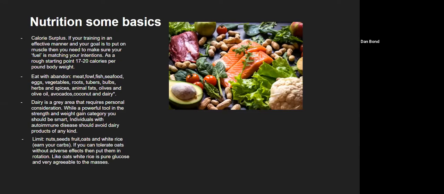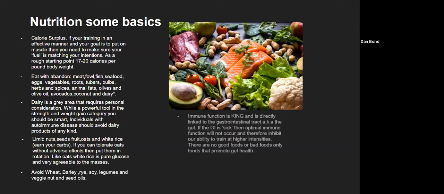If you can tolerate oats without adverse effects, put them in rotation. Like oats, white rice is pure glucose and generally is very agreeable to the masses. How long have people been eating white rice for? Avoid wheat, barley, rice, soy, legumes, and veggie, nut, and seed oils.